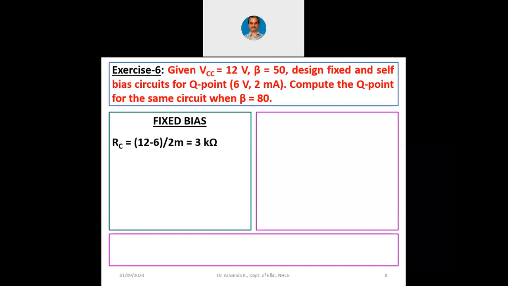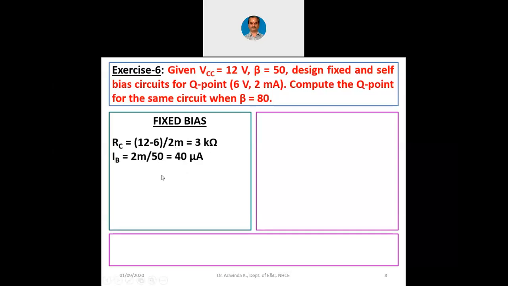That there is RB, there is RC, there is a transistor, NPN. You visualize that way. So when you visualize that way, VCC minus VCE, because he has given the Qpoint is 6 volts, VCC minus VCE divided by he has given the IC 2 milliamperes. So VCEQ and ICQ are given, VCC is given. So RC is 3 kilo ohms for a fixed bias circuitry.